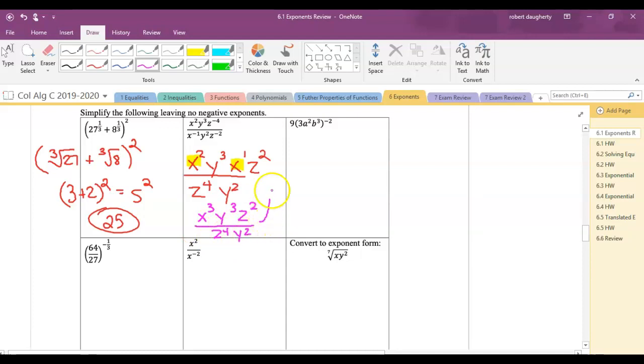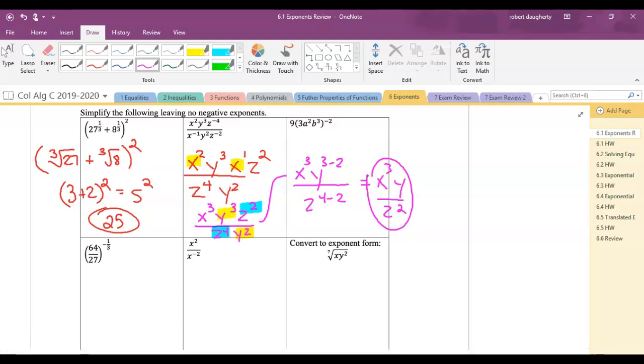Let's take care of the y's. So this is x cubed. I've got y cubed over y squared. So that's y to the 3 minus 2. Okay. And then if I look at the z's, on the bottom of this, I've got this is z to the 4 minus 2. Okay. So this becomes x cubed y over z squared. Okay, a little complicated, but you're just obeying the rules of exponents with each of the different expressions you have.